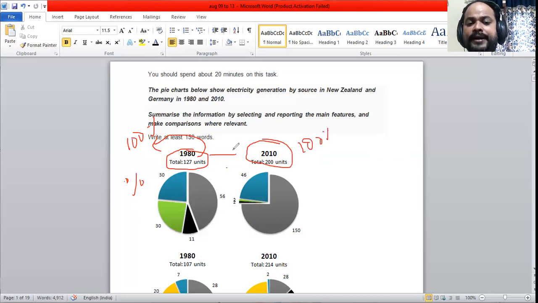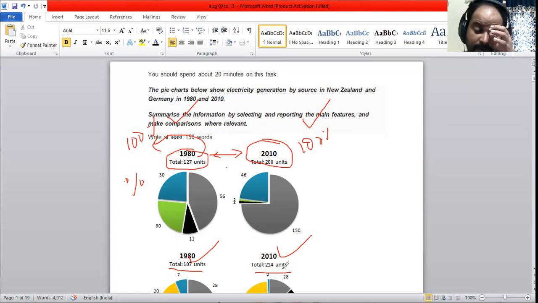So I cannot compare directly with units here, because this 100% is only a small size. That is, out of these 127 units, I have to make the share. But in 2010, I have a bigger share because the consumption is more there. But actually, I made it 100%, the total consumption. So the 100% here is smaller, the 100% here is bigger. Same thing here in case of Germany. It was 107 and now it is 214.